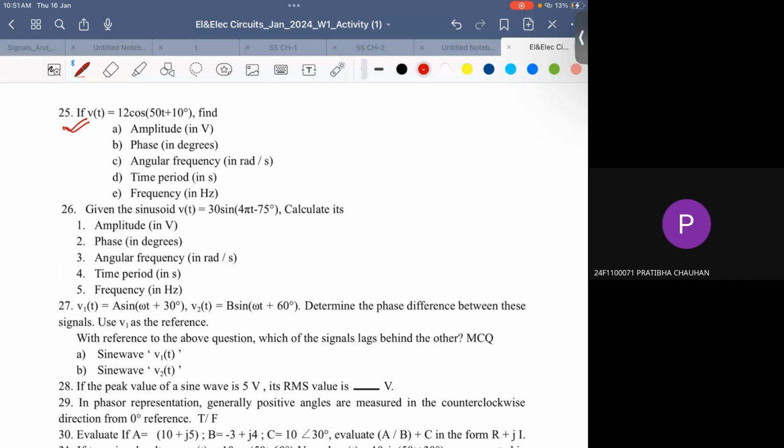What is the amplitude? Amplitude is 12, correct? Phase is 10 degree. Angular frequency, what is that? 50. Angular frequency is omega, correct? And the linear frequency is f naught. This is the angular frequency.